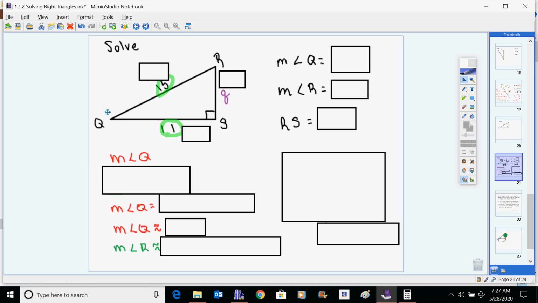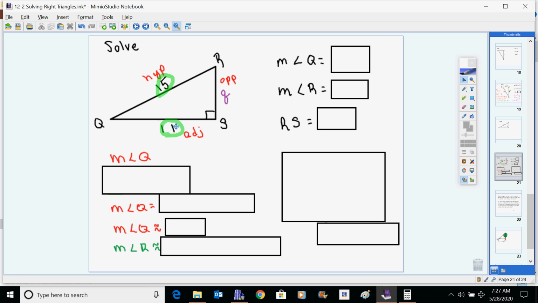Notice I labeled Q as a lowercase across from the uppercase. This Q represents the length of the side. This Q represents the angle. Okay, 11 and 15, super important. I'm going to try to find angle Q first. The opposite side is here, the hypotenuse, and the adjacent. Once again, we're labeling everything. Angle Q, not side Q. Angle Q, these are our two values.